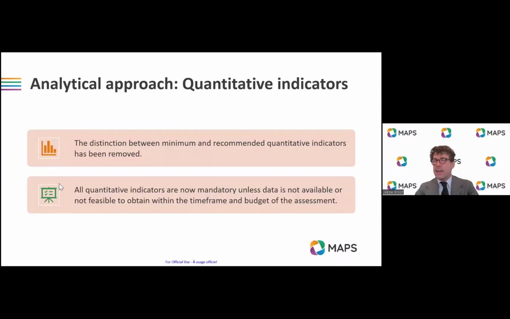Instead, we would just say that these are the indicators that are available and should be used unless they can't for some reason. As has always been the case, if a quantitative indicator cannot be calculated for lack of data, then this must be explained. So this is unchanged and now applies to all quantitative indicators.